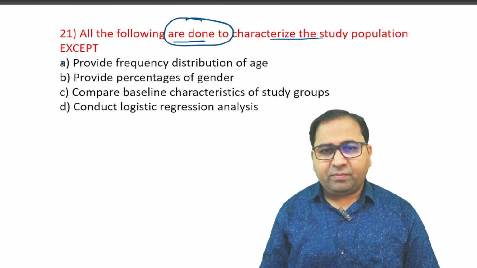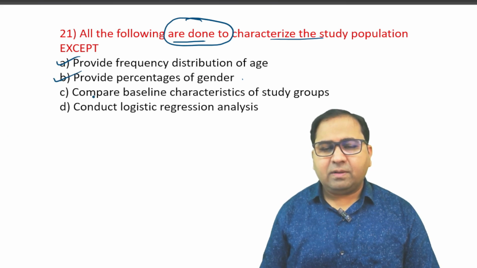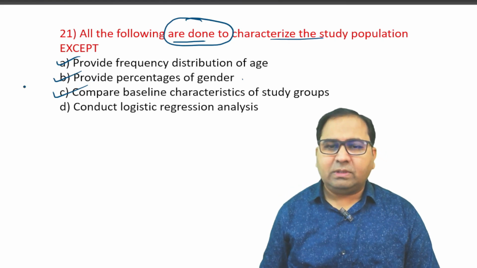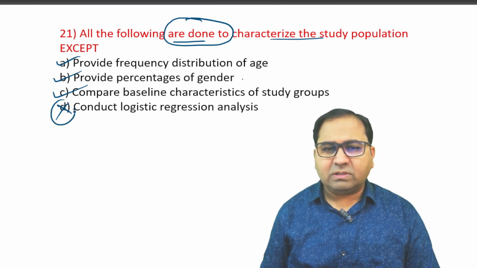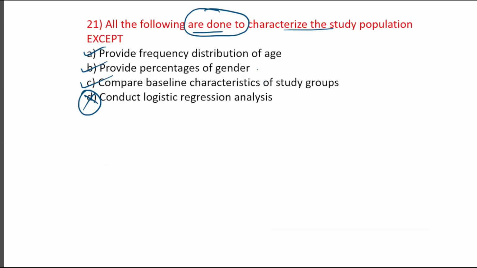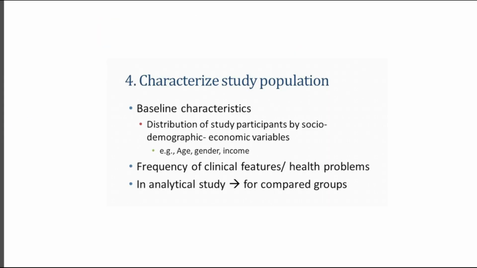Provide frequency distribution of age. Yes, definitely this is correct. Provide the percentages of gender. Yes, even this is correct. Compare the baseline characteristics of study groups. Yes, even this is correct. Conduct the logistic regression analysis. No, this is not correct. So this is a wrong statement. See the information given in this chart again, and the question over here. The first option, provide the frequency distribution of age. It is mentioned over here. Then secondly, provide percentages of gender. Percentages of gender is mentioned over here.